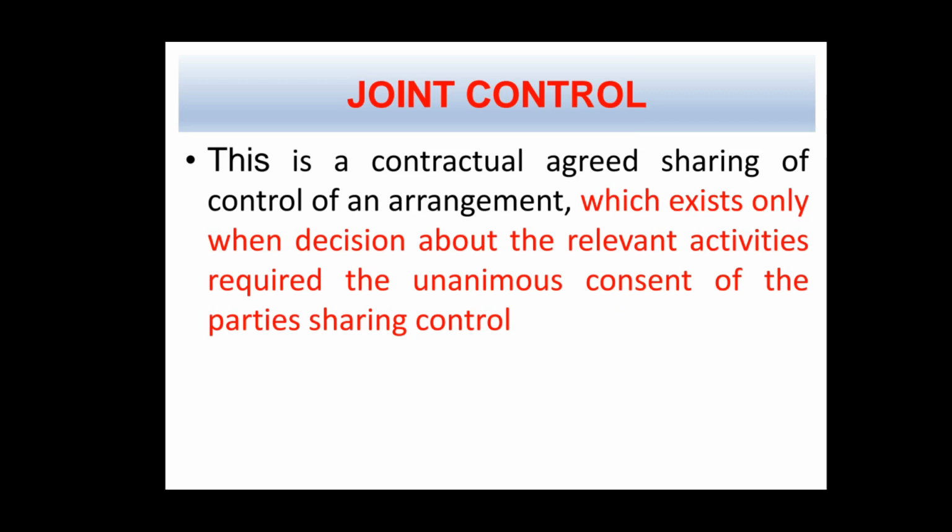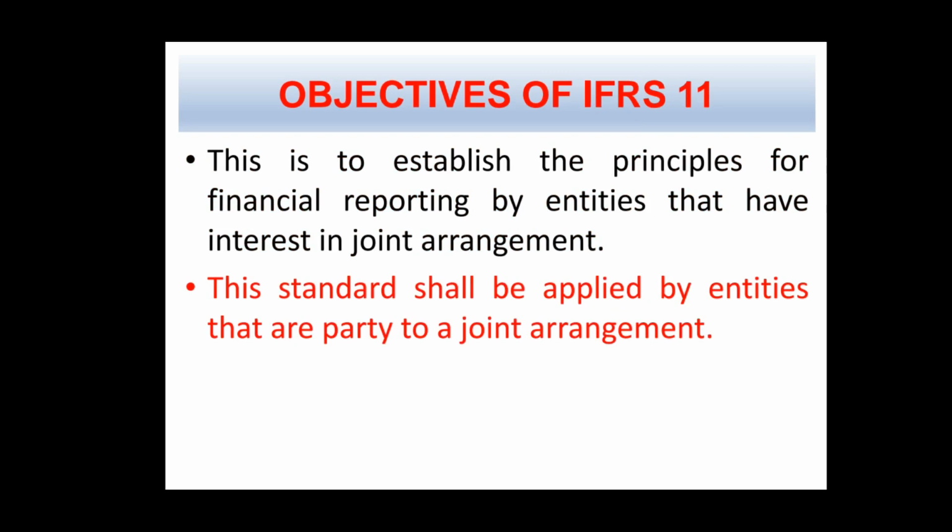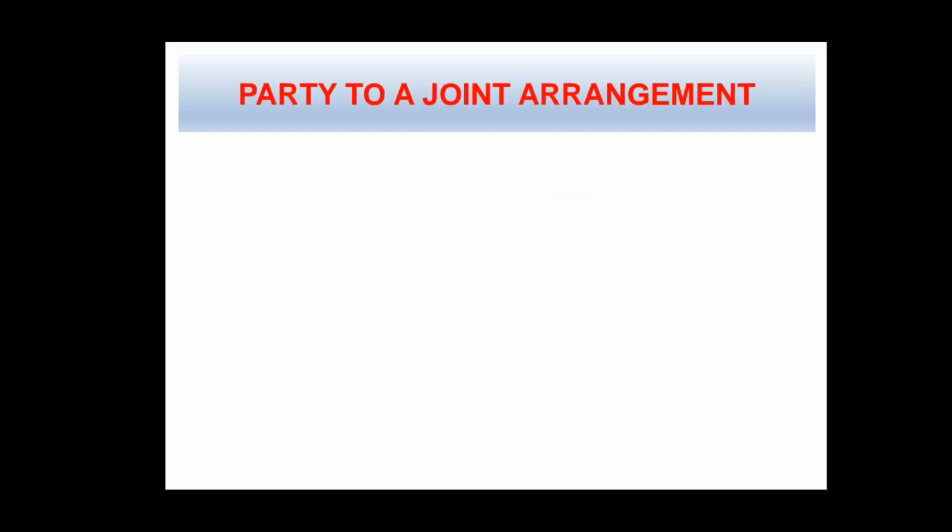So A and B can be regarded as parties that are involved in joint arrangement, and C in that case is just an ordinary party. It does not have influence in the arrangement. So what are the objectives of this standard? This is to establish the principles for financial reporting by entities that have an interest in joint arrangements. That is, this standard shall be applied by entities that are party to a joint arrangement.